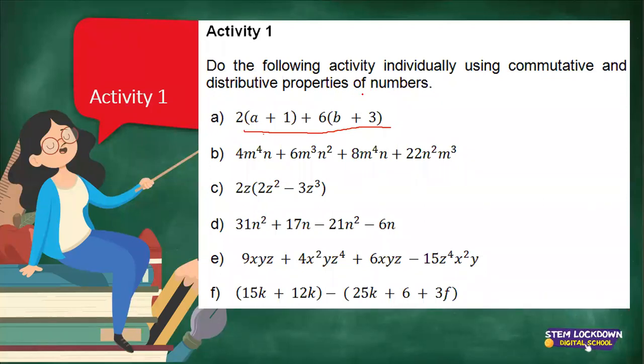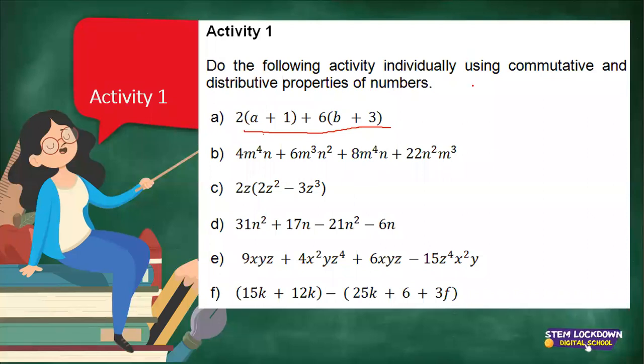The answer for A is 2A plus 20 plus 6B. Okay, great. I'll check the answer just now, right? Thank you very much for your answer. Learners, please don't raise your hands. Just write your answers on the chat, right?